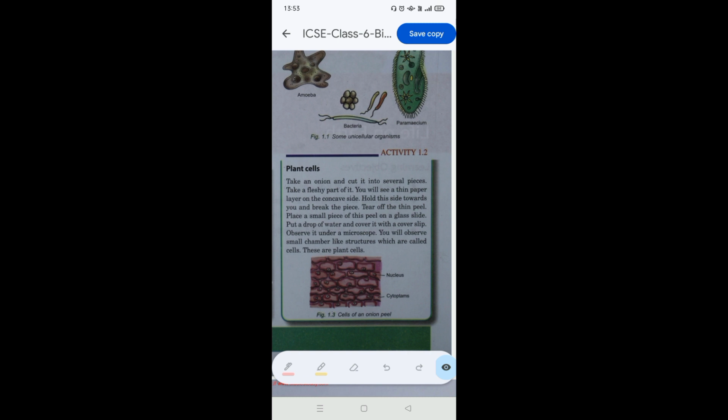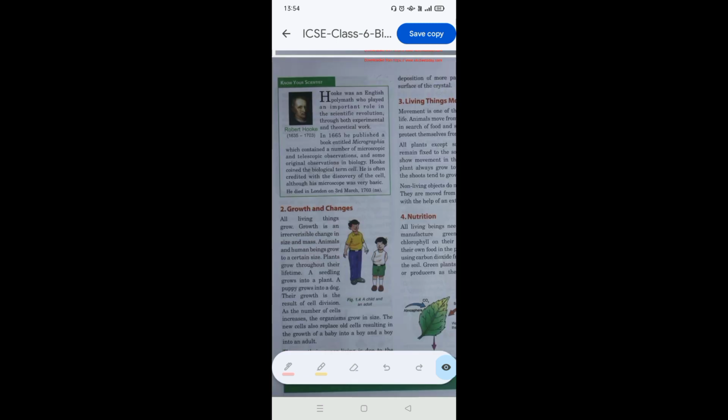Moving on. Know your scientist. He is none other than Mr. Robert Hooke, the great scientist, who is the discoverer of what we are actually studying about, the cell. His lifetime was from 1635 to 1703. Hooke was an English polymath who played an important role in the scientific revolution through both experimental and theoretical work.